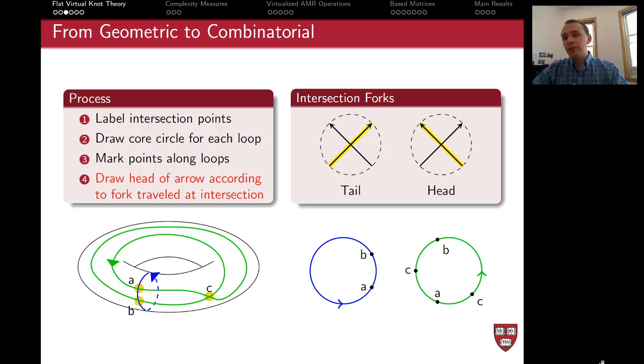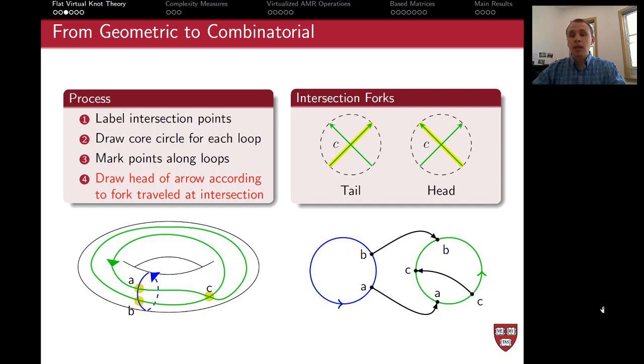And if you follow the right fork, then this is marking the tail of your intersection. Whereas if you cross the left fork, then you're following the head, or you're marking the head. So for instance, for intersection A, the blue curve is coming down as the right fork, the green is coming across as the left. And so on the A side, we should get the tail of our arrow, and on the green side, we should get the head. And then you just do this for all of your different arrows, all your different intersection points, and now you've got your chord diagram.